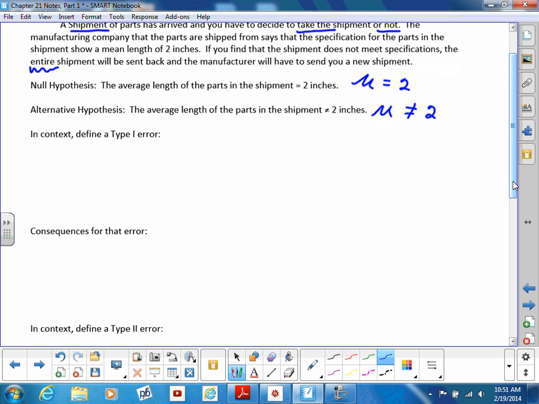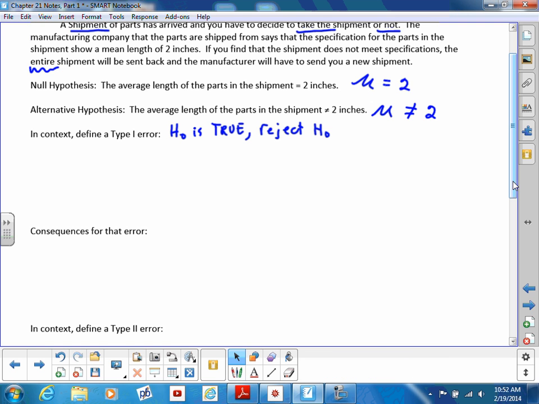I always like to write the little shortcut definition before I then put it into context. So a type 1 error happens when the null is what? True, but you found a rare sample and you actually rejected it when you were not supposed to. Okay, so there's the little thing that I'm thinking in my head. So how does that apply to this shipment of these little ink cartridges that are supposed to be 2 inches long? Okay, so the shipment is acceptable.